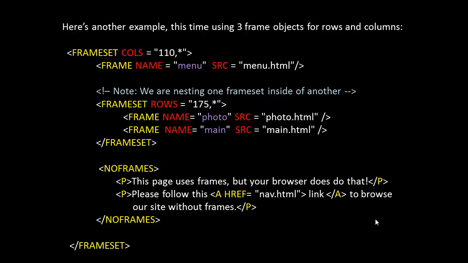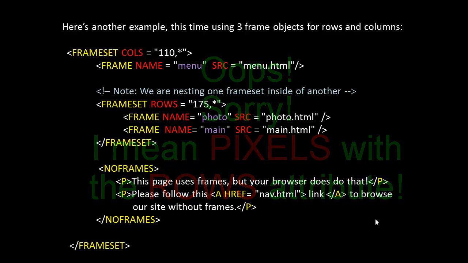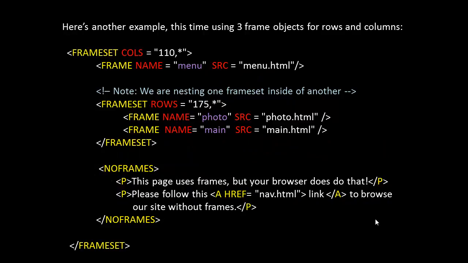So instead of going across from left to right, we're moving down. We're going to move down 175 rows, and that will be the top frame, which will be, in this case, photo, and the source will be photo.html. And then the remaining rows will be the main body or the main frame, and that's going to load main.html. So you can kind of see how it works.